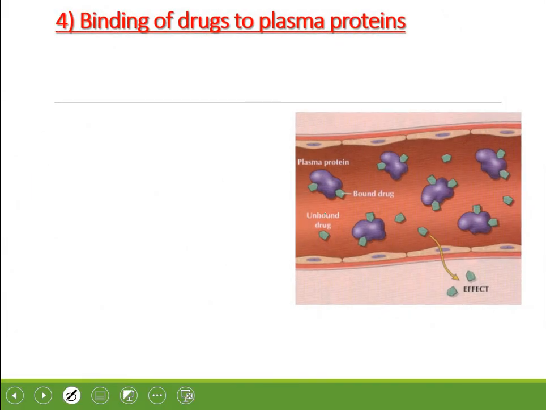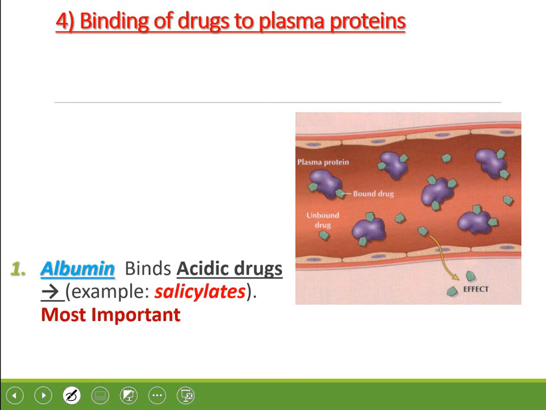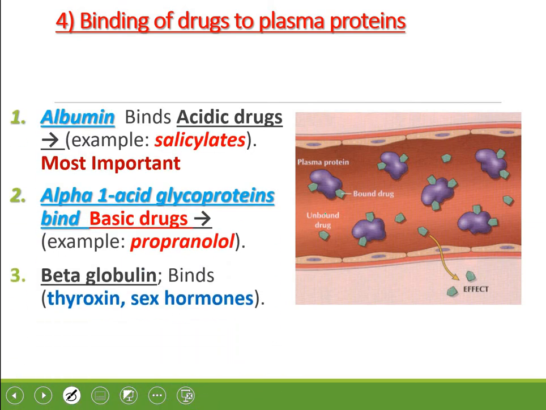So the fourth point is the binding of drugs to plasma proteins, and this is a very technical point to understand, because albumin usually has a negative charge.